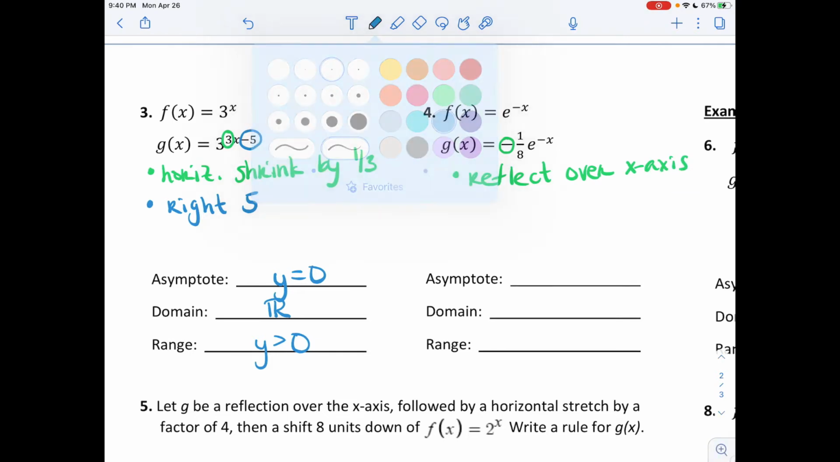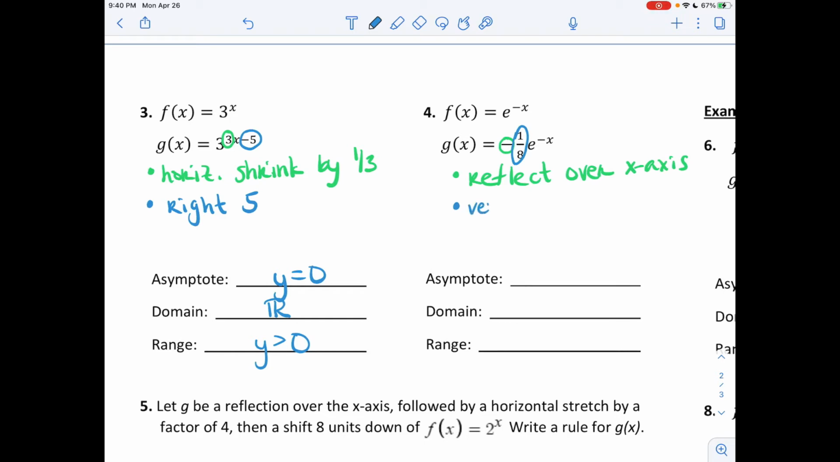The other thing that I see that's different is I have a 1/8 out here in front of my function. Remember that things in front, not with x, but out in front, affect vertical. So this is a vertical shrink by 1/8.